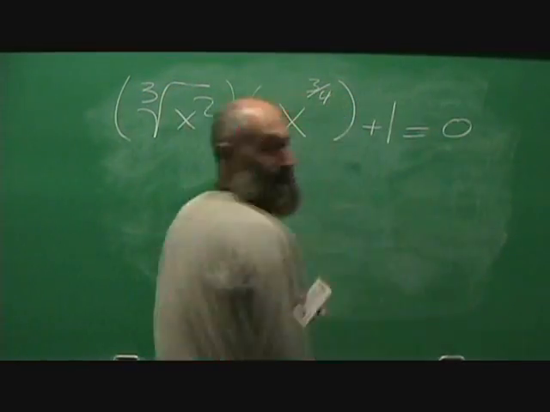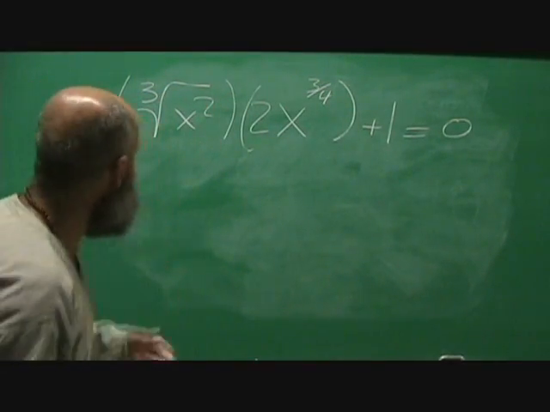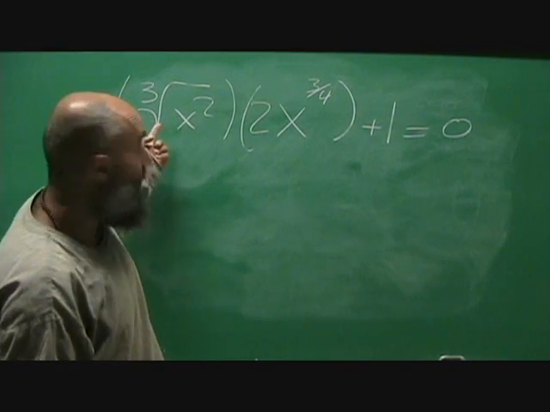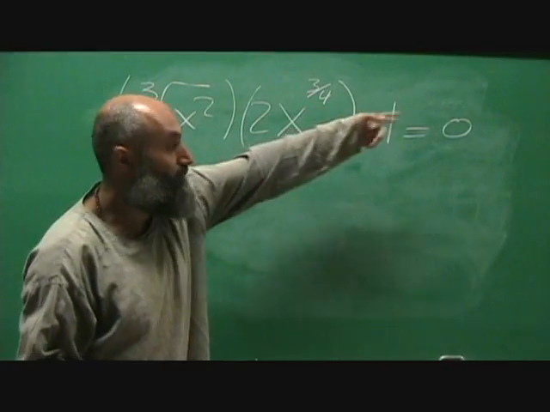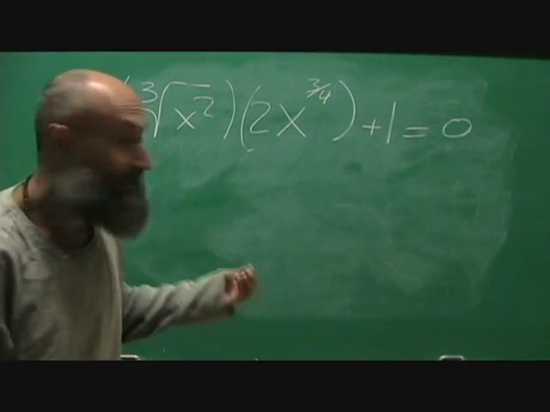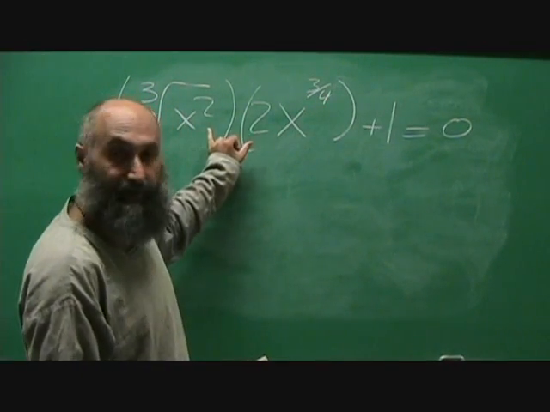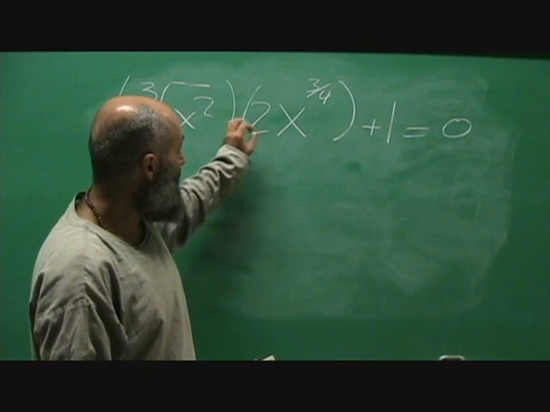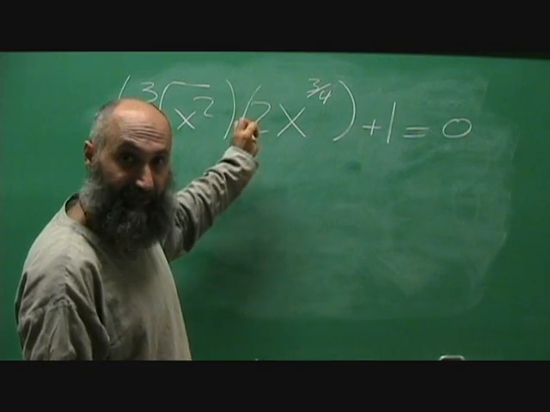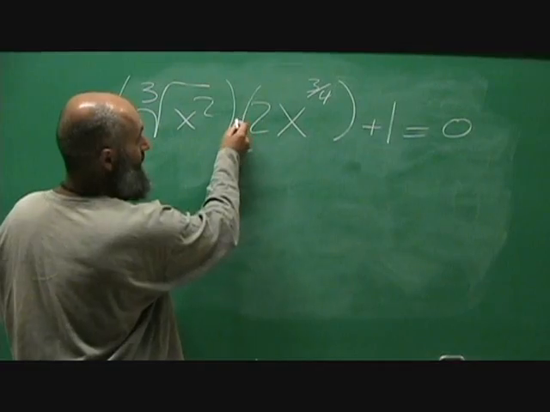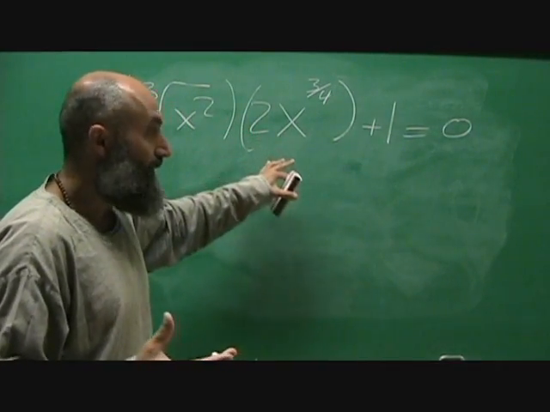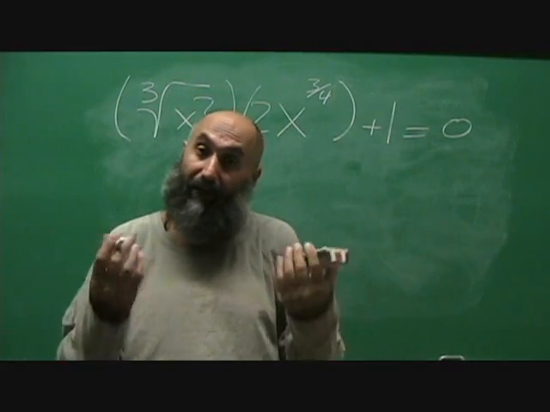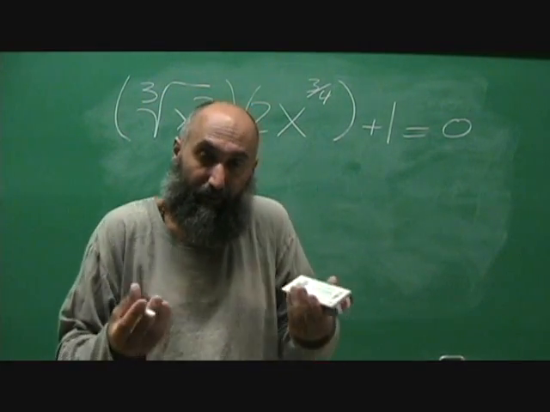Let's say you had this function where you got the cube root of x squared times 2x to the power of 3 over 4 plus 1 is equal to 0. Now, this is fairly straightforward because what we have here is a multiplication, and we're able to combine these two x's together. If we had a plus here, then we would have a problem. We wouldn't be able to solve this equation without bringing other techniques to do it.